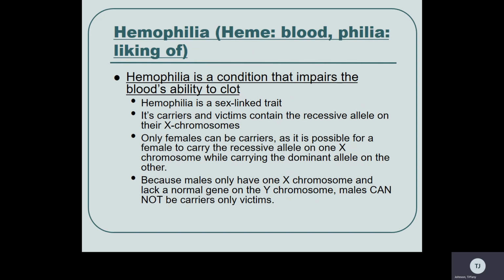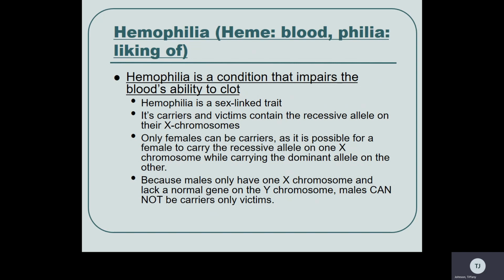But a boy only has one X chromosome. So a boy only has two options. He can either have it, X little h, Y, or not have it, X big H, Y. That is the reason why the majority of individuals with hemophilia are boys. They can't carry it, so they either have it or they don't.